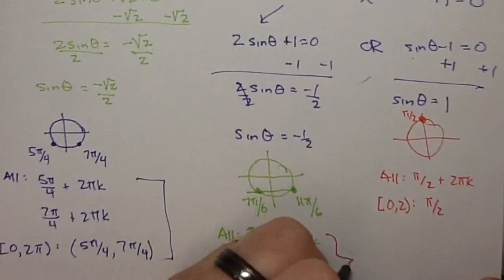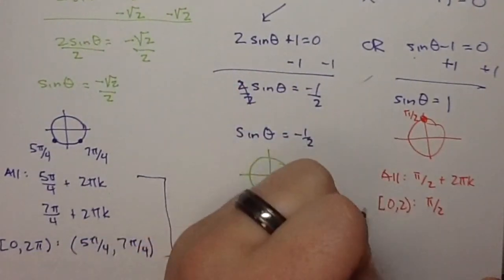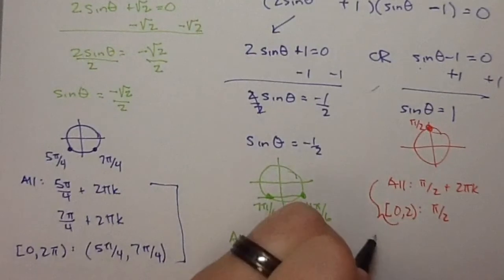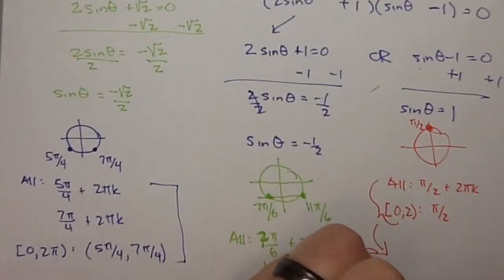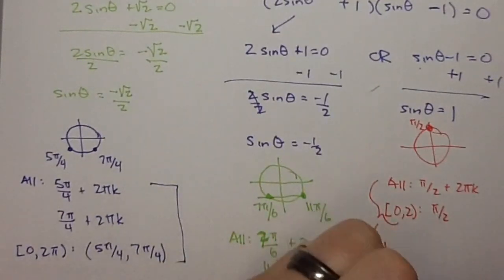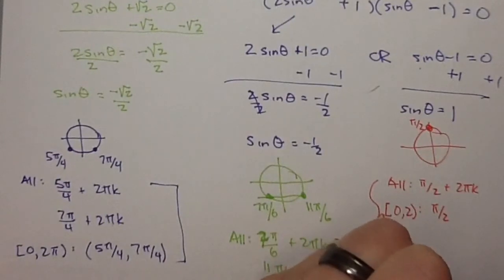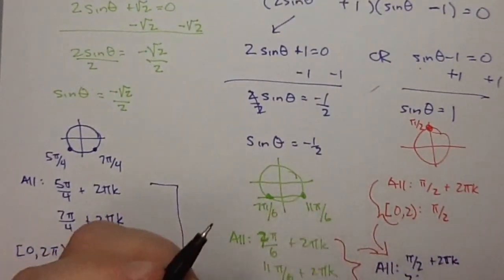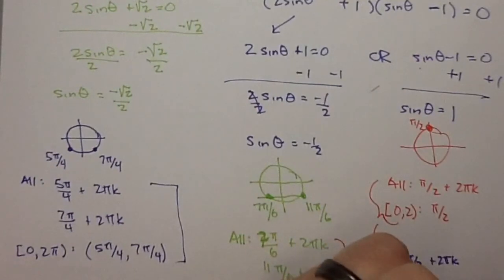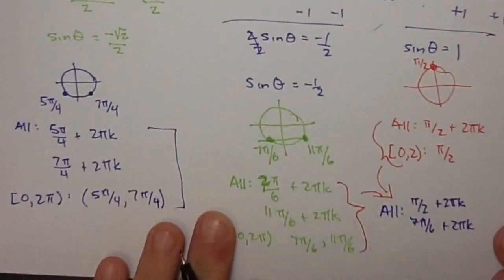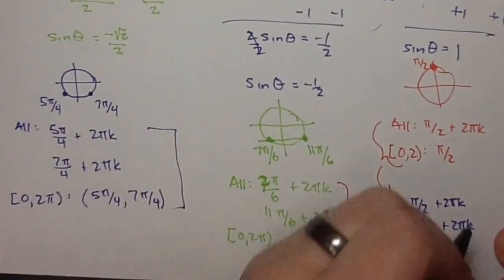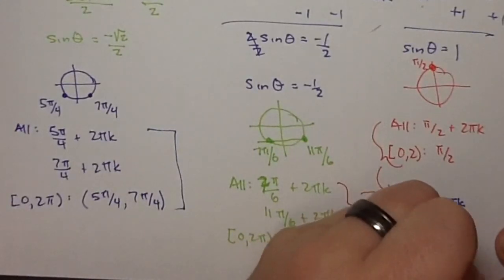Okay, so now we've got to put the solution to this one and the solution to this one together to get our ultimate solution to 13E. So our ultimate solution here says all solutions are pi over 2 plus 2 pi k and 7 pi over 6 plus 2 pi k and 11 pi over 6 plus 2 pi k.